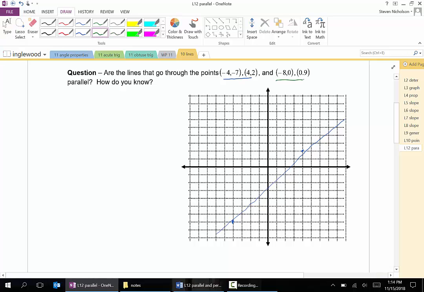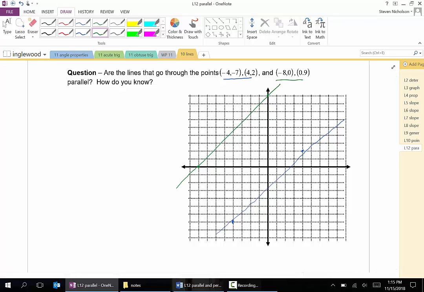Now I'm going to plot this one in green. So here's negative 8 comma 0. And here's 0, 9, and I'm going to try to draw a line there. So have a look at your two lines, have a look at my two lines. And again, I'll call it a blue line and a green line. And do they look parallel? I think if you said, do they look parallel, the answer would be yes. But how do you know they are parallel?